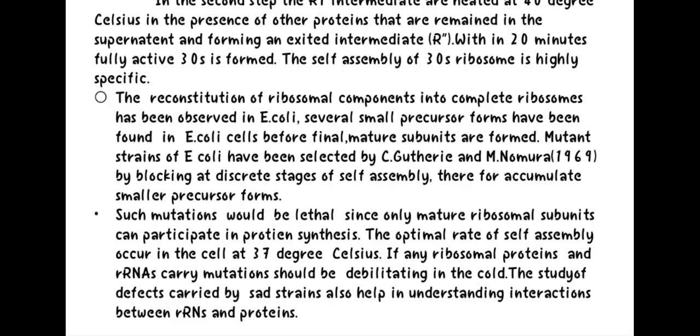The optimal rate of self-assembly occurs in the cell at 37 degrees Celsius. If any ribosomal proteins and rRNAs carry mutations, assembly could be defective. The study of defects carried by such assembly-defective strains also helps in understanding interactions between rRNAs and proteins.